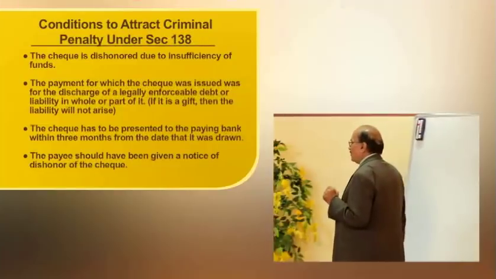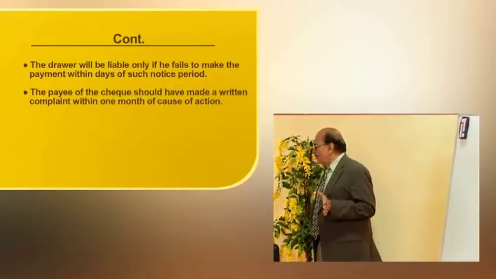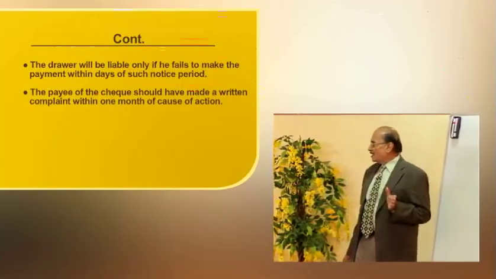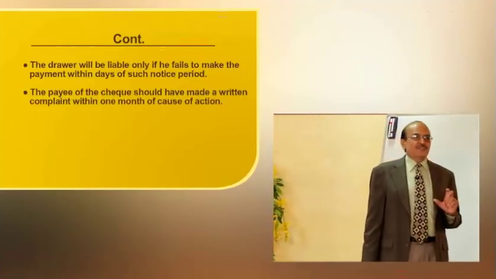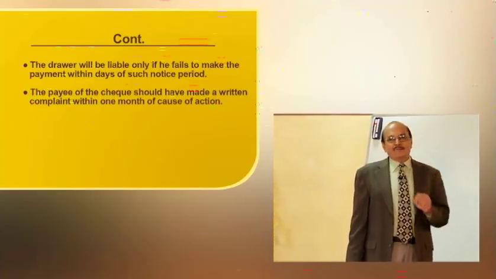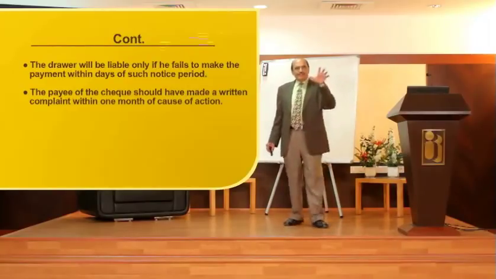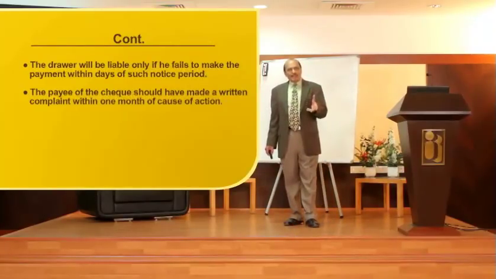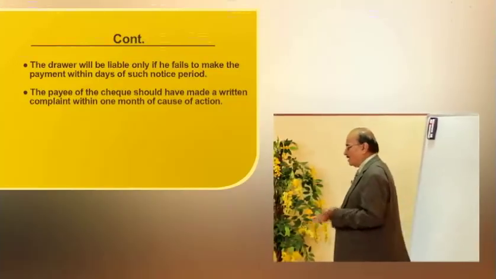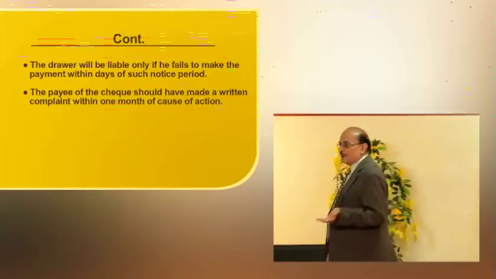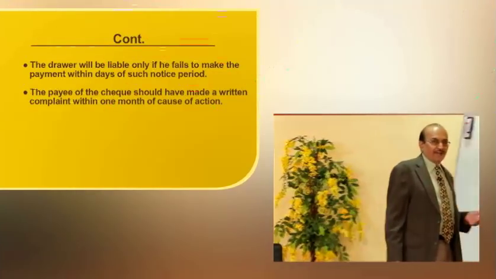The payee should have been given a notice of dishonor of the check. The drawer will be liable only if he fails to make the payment within the notice period. The payee of the check should have made a written complaint within 1 month of the cause of action. So once these things are followed, a trial can be filed in a criminal court, and depending on the case and depending on the amount, the judge will take a view about the action or the fine which is to be imposed.